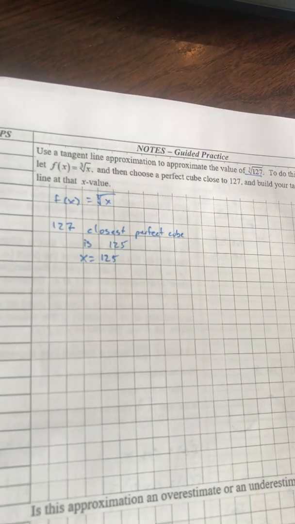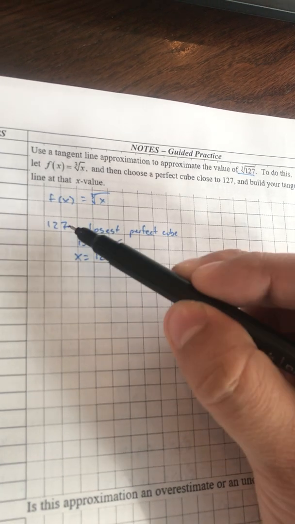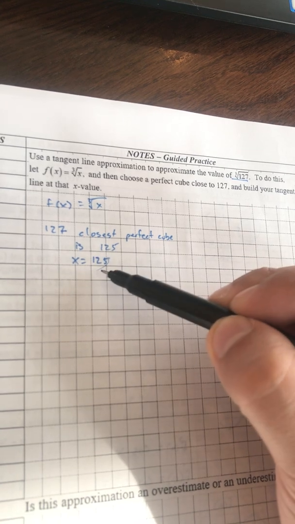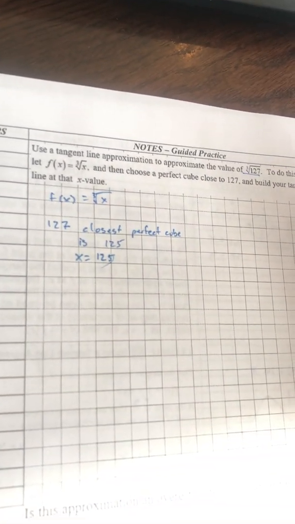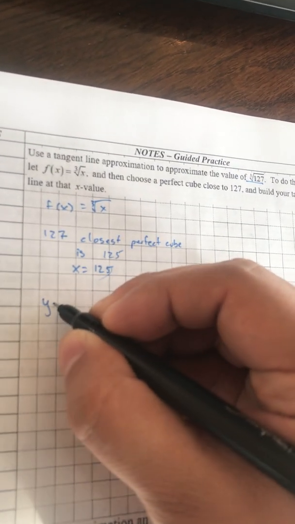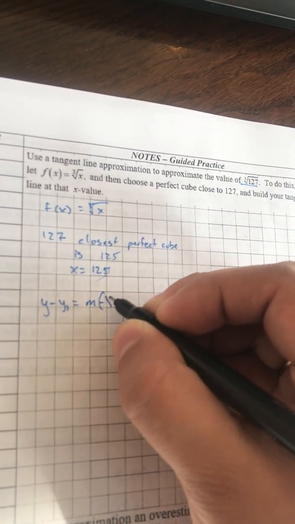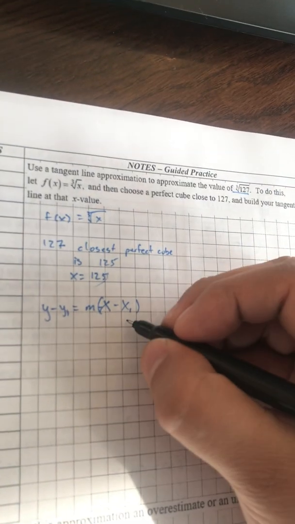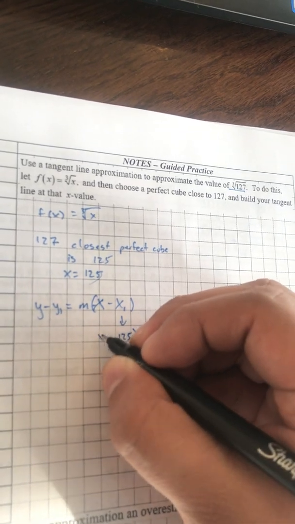Okay, now that we have our x value, can we see how 125 is really close to 127? So we're going to be making a tangent line off of this value, and then we're going to be approximating using 127. Okay. So tangent line should ring a few bells. Tangent line, the equation y minus y1 equals m times x minus x1. Okay. So we already have our x1 value, which is 125.